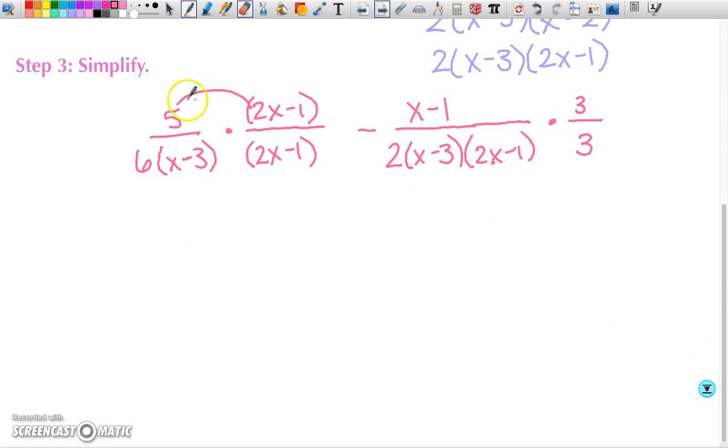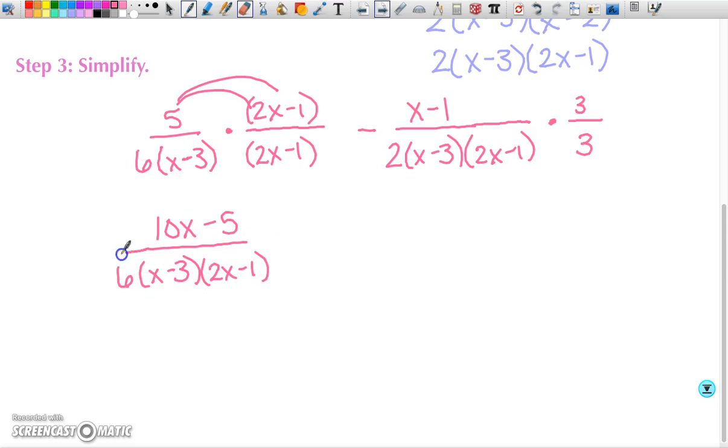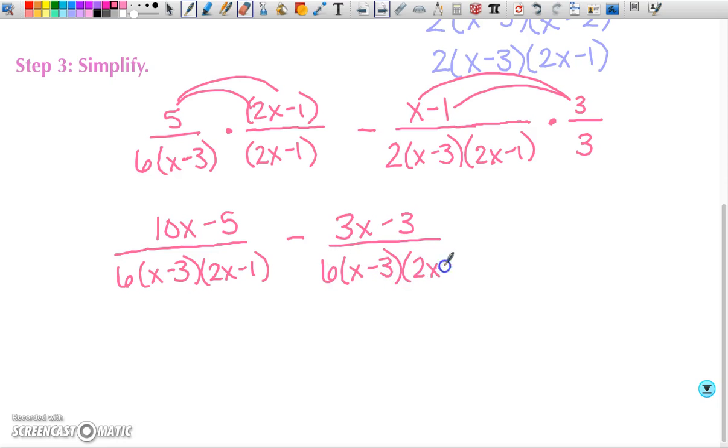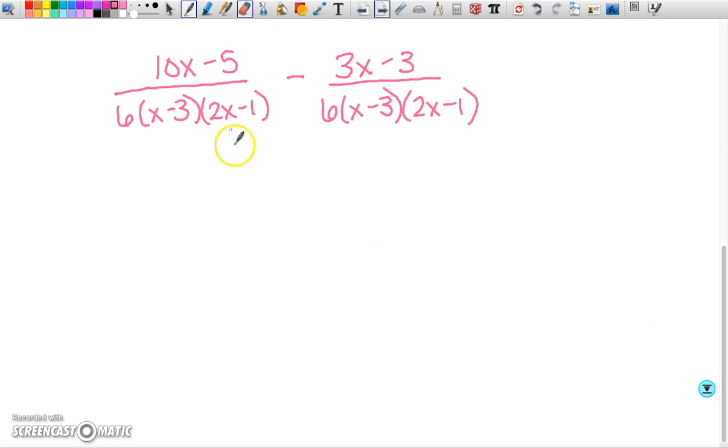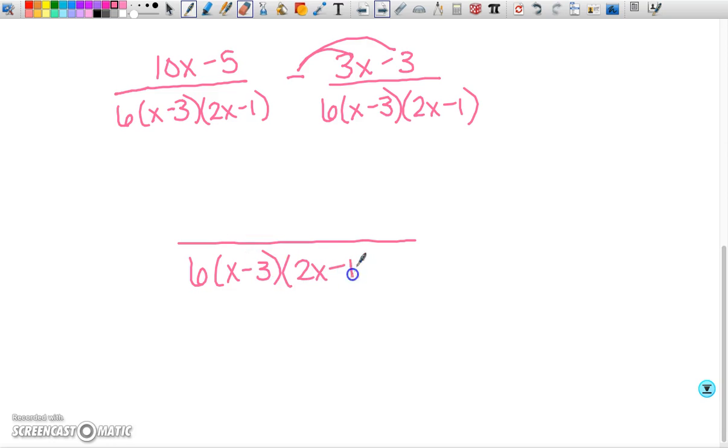So go ahead and distribute your 5 through to get 10x minus 5 over 6 times x minus 3 times 2x minus 1, minus, now distribute your 3 to both terms here, so we get 3x minus 3 over 3 times 2 is 6, and then x minus 3 and 2x minus 1. Now, in order to actually subtract these two things, we need to distribute this negative to both, and our denominators match, so we're just going to make one big denominator of 6 times x minus 3 times 2x minus 1.